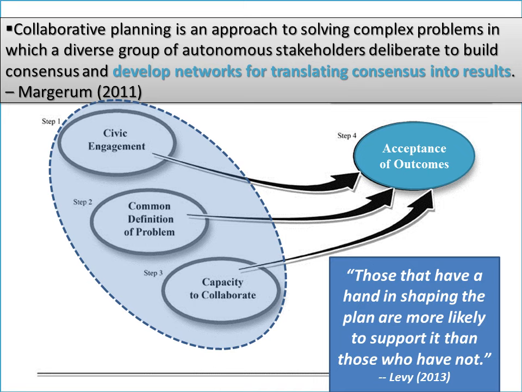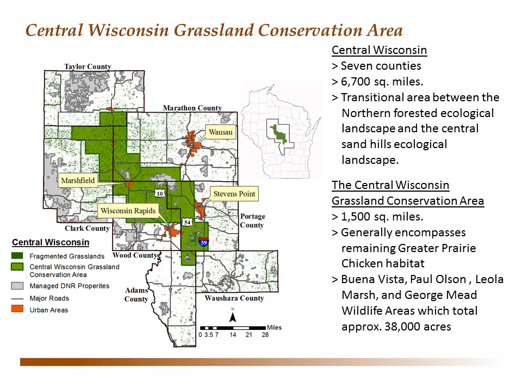Because at the end of the day, it all boils down to this simple quote here at the bottom. Those stakeholders who have a hand in shaping the plans, in making the decisions, in being part of the process of deciding what land gets protected, are more likely to support our efforts than those who've been left out or excluded from this process. Which brings me to an example.